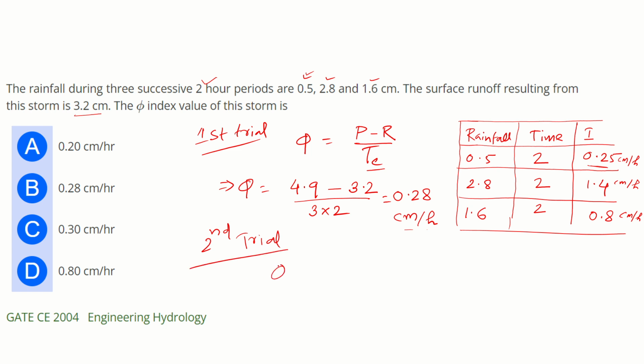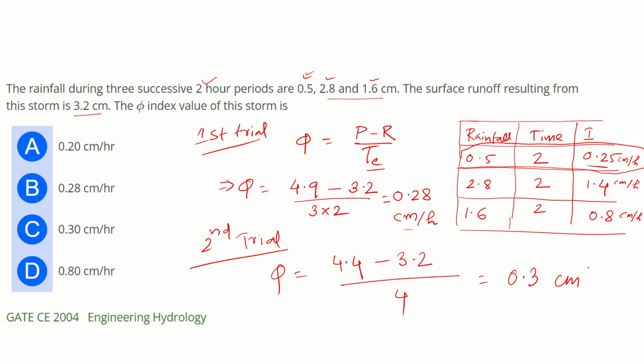Okay, so what will be the value of phi index now? What is the precipitation? Now effective precipitation is these two only, that means 4.4. Minus runoff will remain the same. What is the effective duration? In the first 2 hours there is no runoff. So effective duration is 2 plus 2, 4 hours. Now if we calculate, this will be 0.3 centimeter per hour. Your answer is 0.3 centimeter per hour.